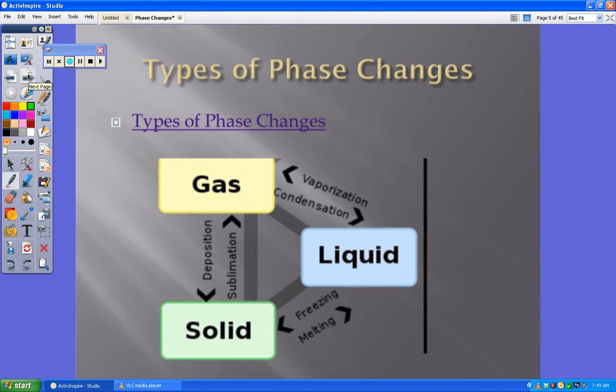Types of phase changes you can see here. Vaporization is going from a liquid to a gas. Condensation is from a gas to a liquid. Freezing and melting you're familiar with. The 2 that are most unfamiliar to you are decomposition and sublimation. We don't really deal much with those because going from a solid to a gas or gas to a solid is really hard to do. Not very common changes.